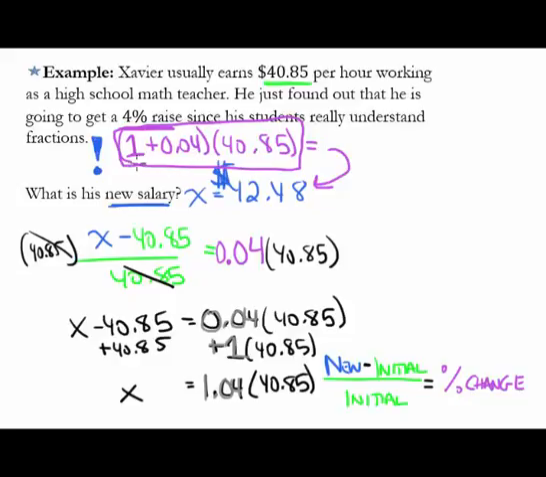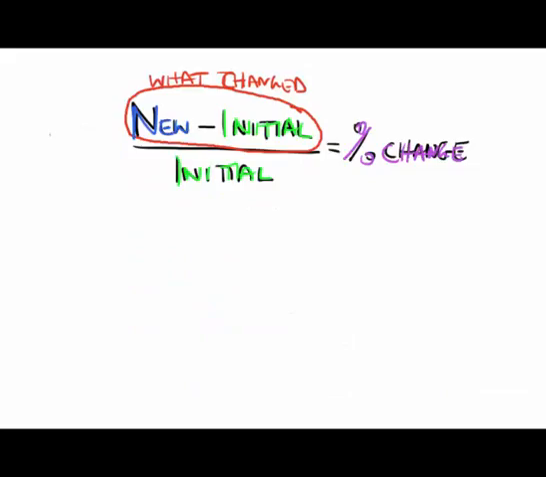Now here, I need to be able to interpret 4% raise as 1.04, right? This is the important part of this question. Okay, let's take a look at another example.